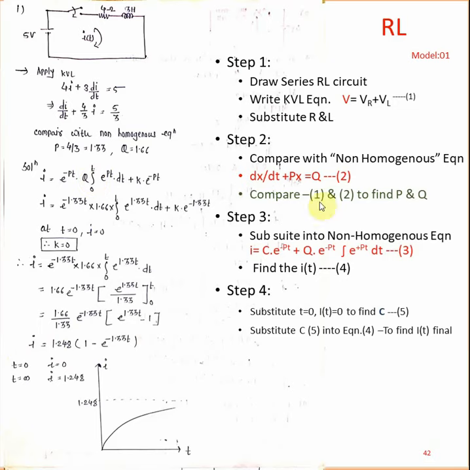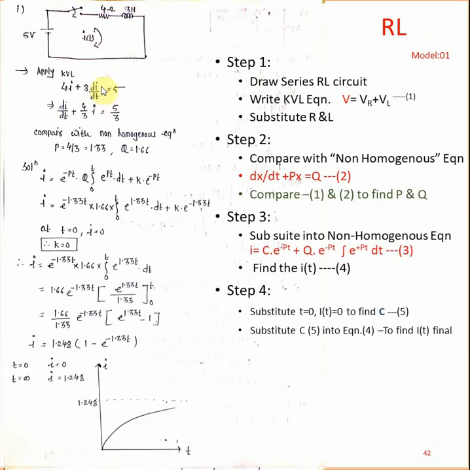I will repeat again. There are 4 steps. Step number 1: apply the KVL. In that KVL, V is equal to VR plus VL. What is VR? VR means I into R, I into R is 4 I, plus VL. What is VL? L dot di by dt, L means 3, 3 dot di by dt, is equal to the source. So the KVL is over.